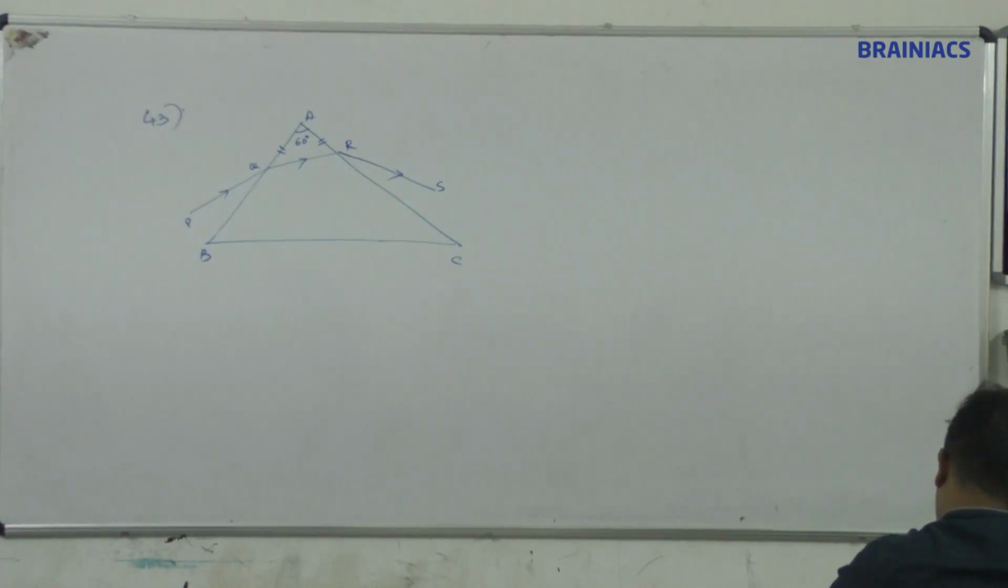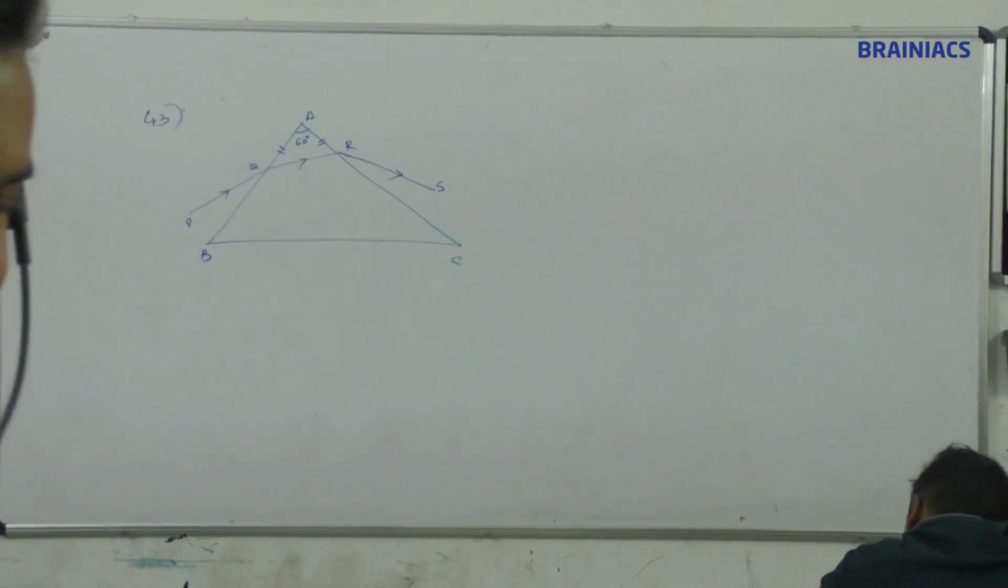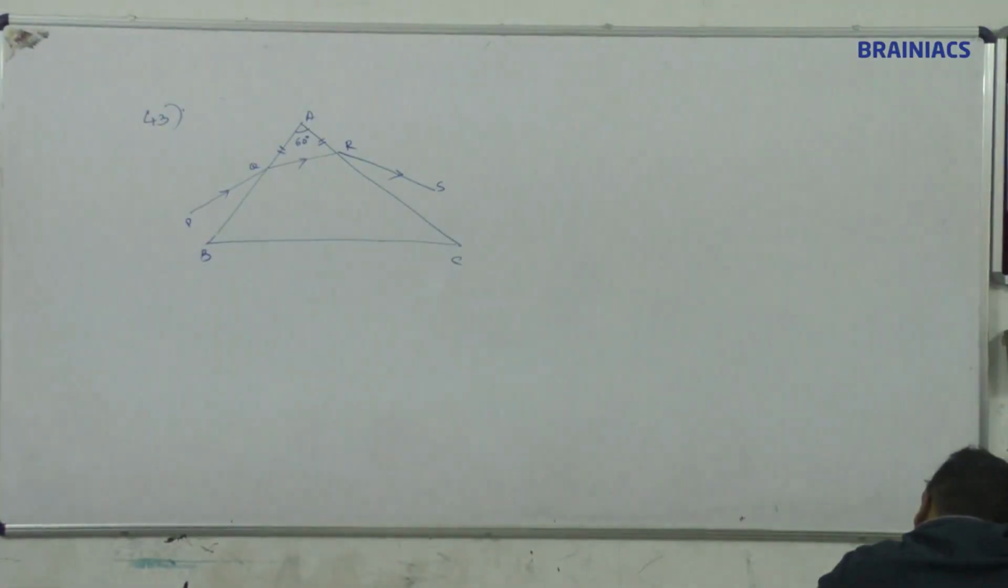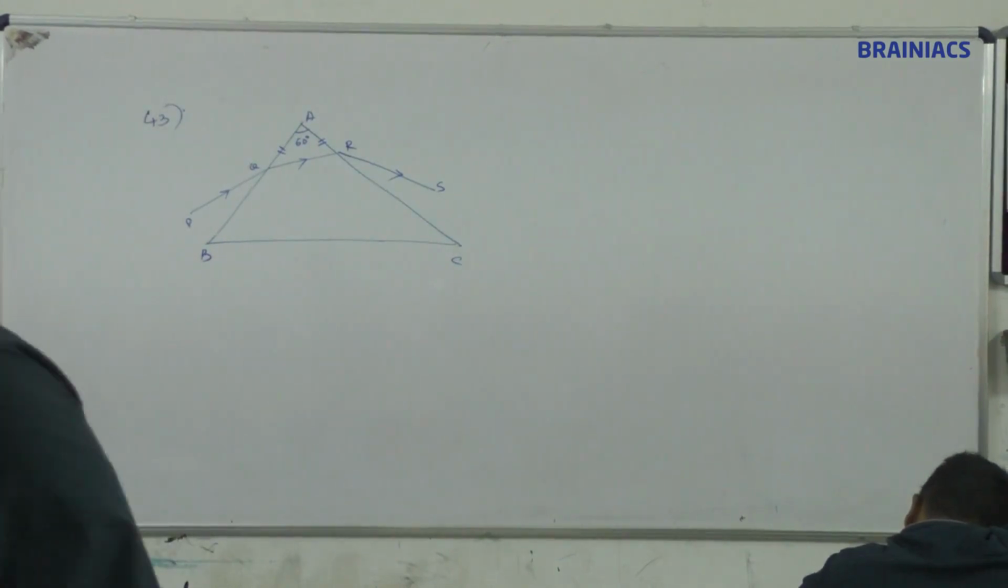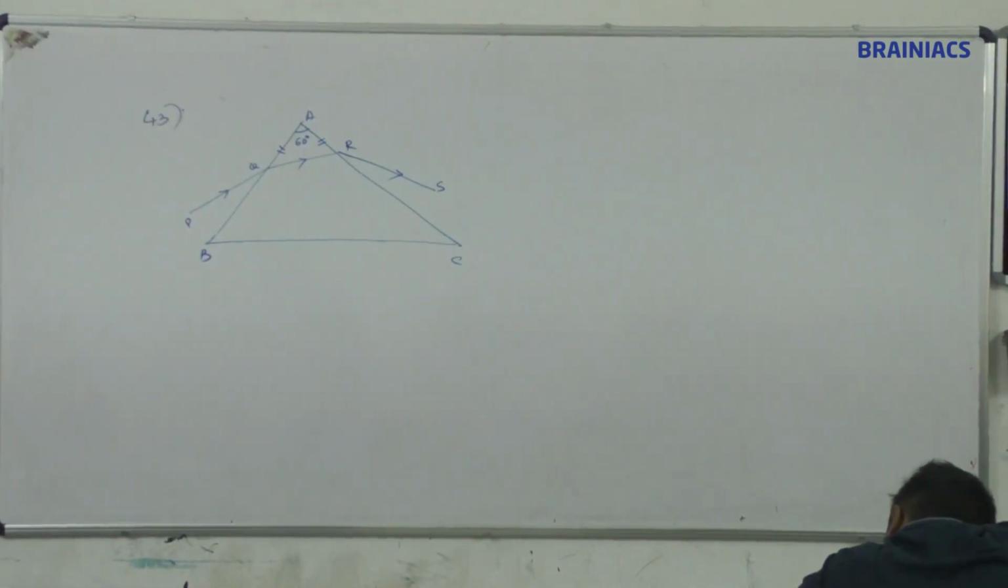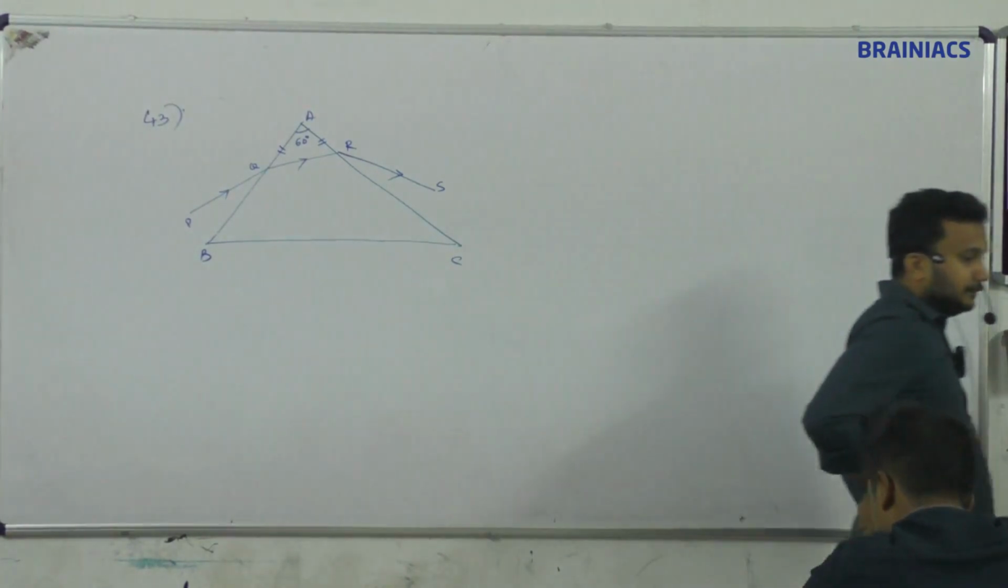Good. Understood? Got it? Simple, isn't it? Got it? Simple. Got it? 60. Two methods are there for doing this one.